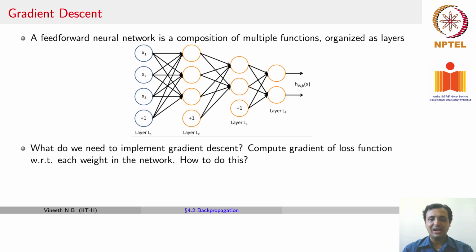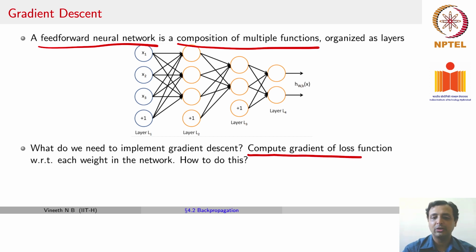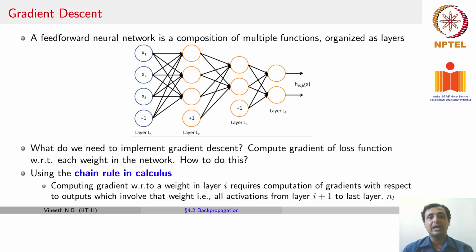Let's look at a neural network again. As we just said some time ago, a feed-forward neural network is a composition of multiple functions organized as layers. Now, how do we implement gradient descent in this kind of a neural network? We know we have to compute the gradient of the loss function. Let's assume the loss function is given to us. Let's assume it's mean square error. We have to compute the gradient of the loss function with respect to every weight in the neural network. How do we do this? We do this by taking advantage of the chain rule in calculus. Computing the gradient with respect to any one weight in a layer I requires the computation of the gradient with respect to outputs which involve that weight in every layer from that layer till the output.